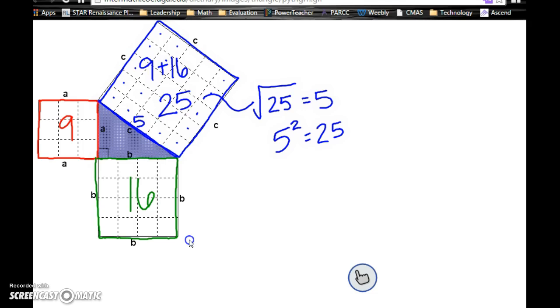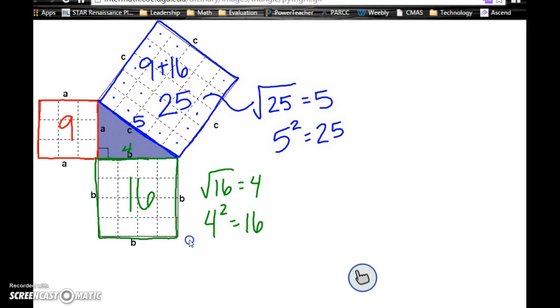Okay, same thing with this b squared. I got 16. The square root of 16 is 4, so that must mean to find that area, I must have done 4 squared and gotten 16. So if we look at b, it is 4.